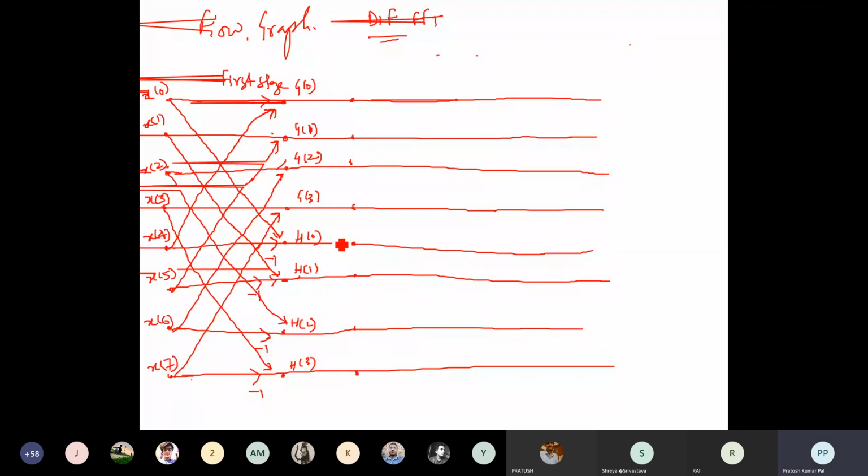h of 0 value, this h of 0 value will be multiplied by their respective values, that will be W80, W81, W82, W83. So these values will be multiplied and used for the next stage calculations. Okay, so for the next stage calculations, we will be taking these values.